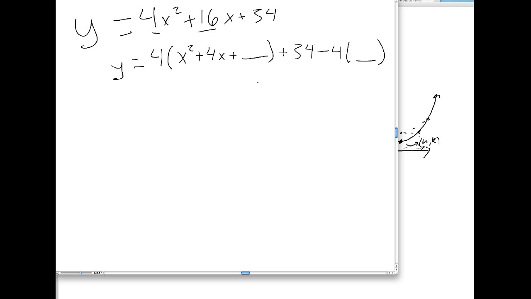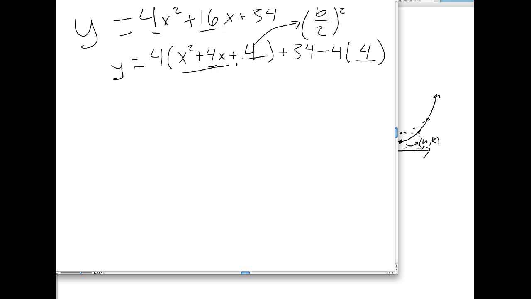Okay? So, what number goes here? Well, you all remember the equation for what goes there. It's b over 2 squared. Well, b in this case is 4. So 4 over 2 is 2, and 2 squared is 4. So 4 is what we are going to add in here. And 4 is also what's going to go here.